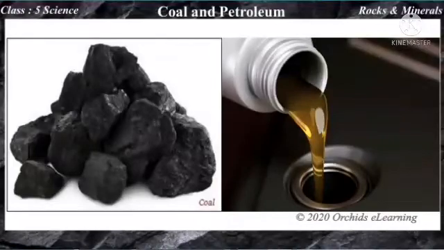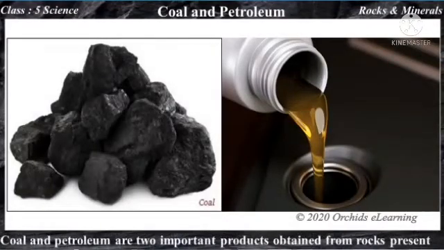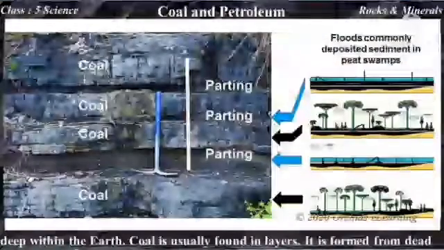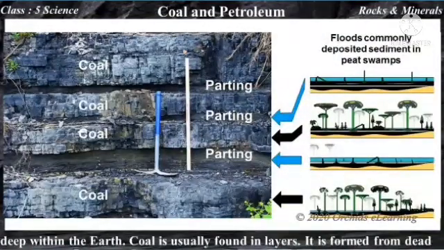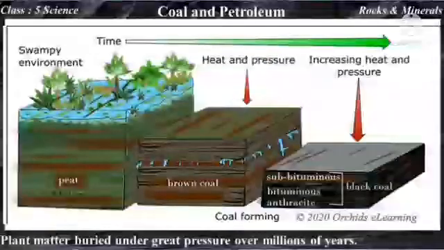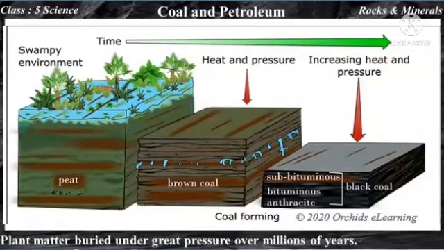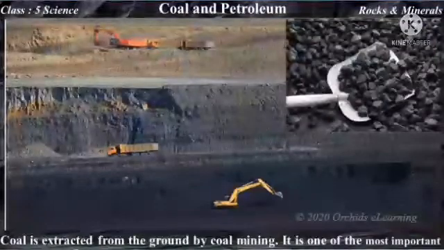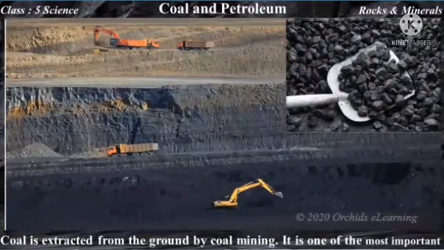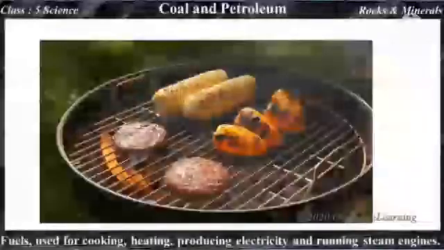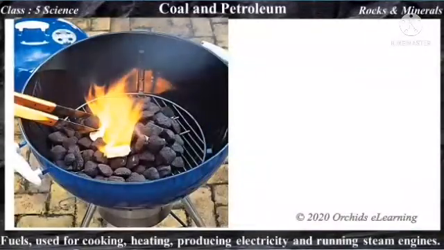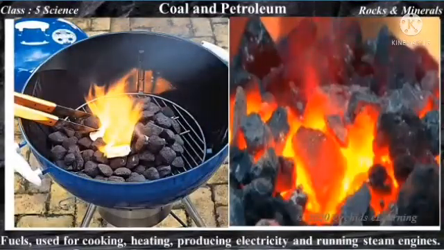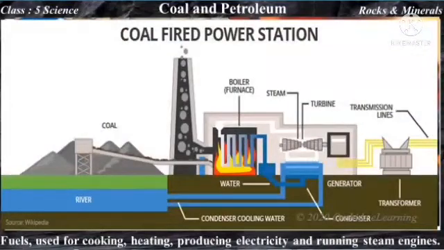Coal and petroleum are two important products obtained from rocks present deep within the earth. Coal is usually found in layers. It is formed from dead plant matter buried under great pressure over millions of years. Coal is extracted from the ground by coal mining. It is one of the most important fuels used for cooking, heating, producing electricity, and running steam engines.